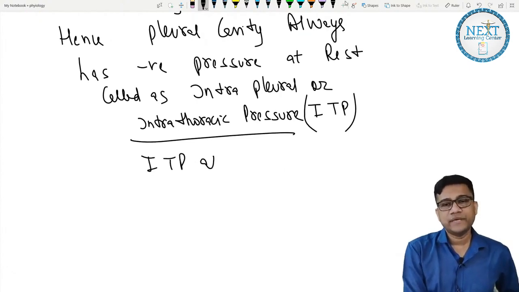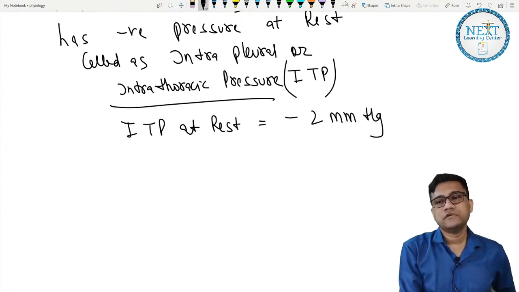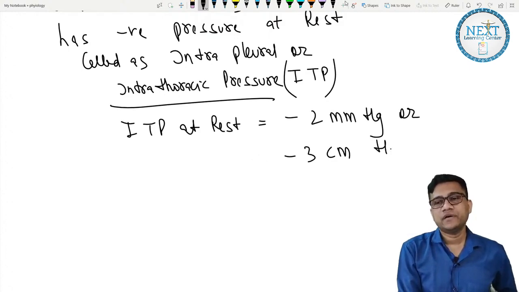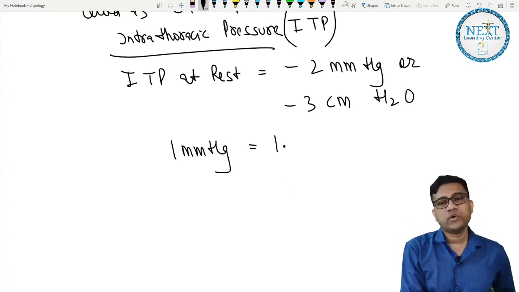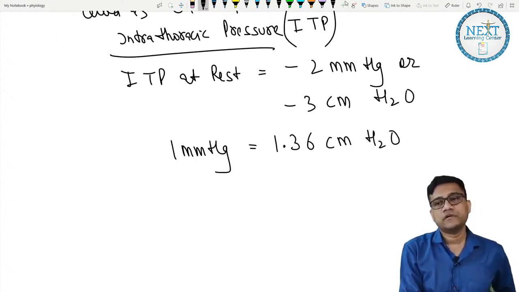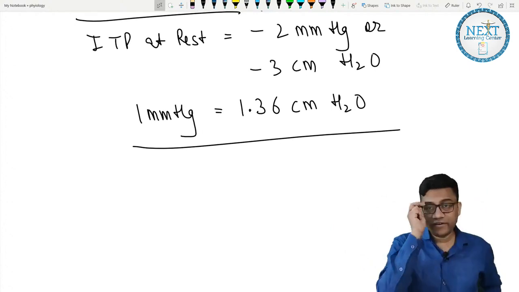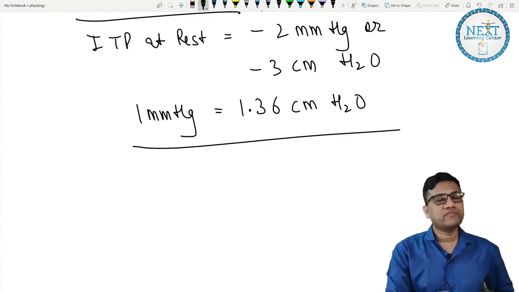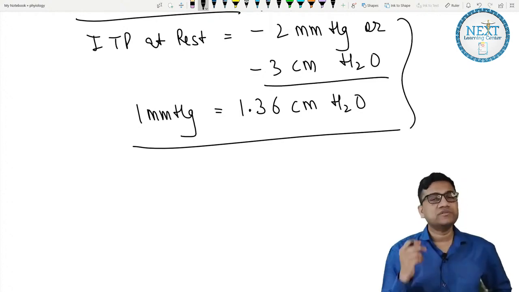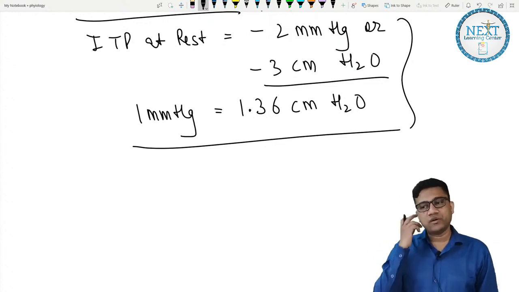So ITP at rest is equal to minus 2 mmHg, or minus 3 centimeter H2O. Let me explain. First, 1 mmHg is equal to 1.36 centimeter of H2O. So if you want to convert, 2 times 1.36 is roughly 2 point something, so roughly 3. It was asked in the 2018 FMG exam. Factual points can still be asked, so I'm discussing it. The pressure is always and always negative.